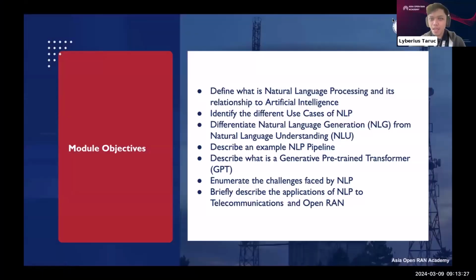Now, for my presentation today, here are my module objectives. I'll be focusing more on the application, or on the artificial intelligence side of natural language processing. This is because natural language processing also overlaps with linguistics.